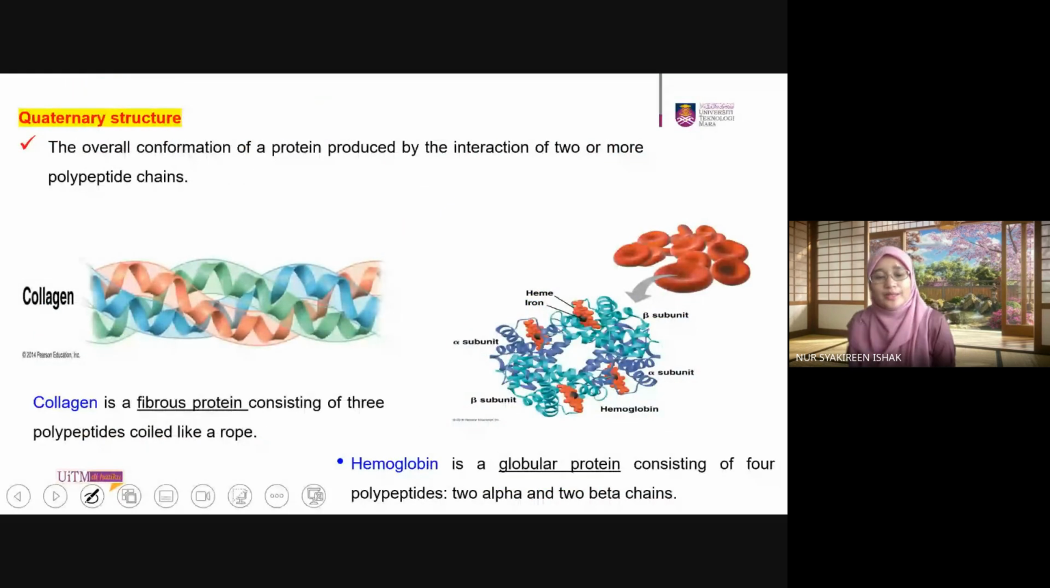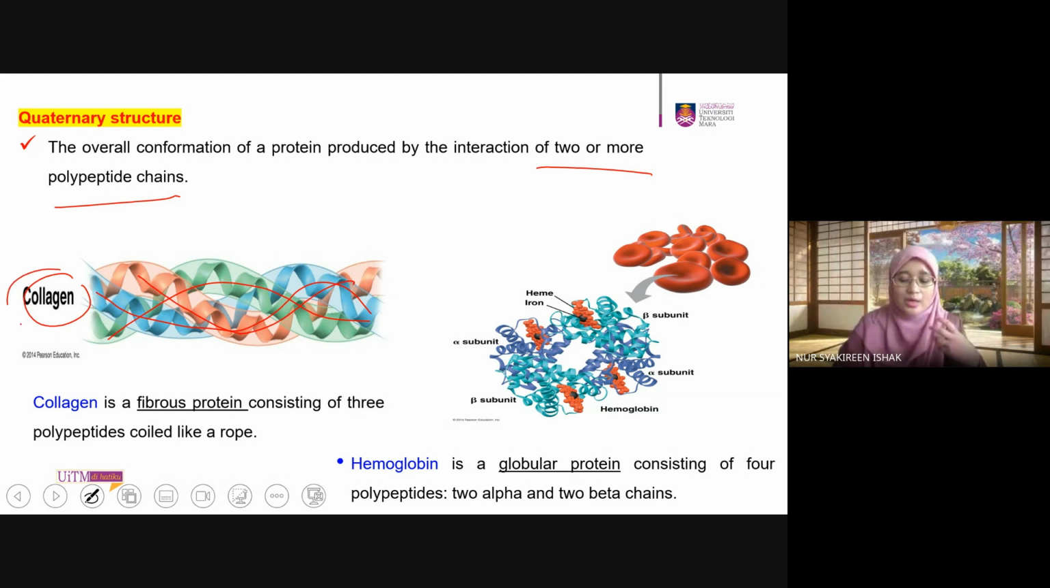So the next one is quaternary structure. For this one, it is the overall conformation of a protein produced by the interaction of two or more polypeptide chains. Keyword here is two or more polypeptide chains. So collagen, we have satu yang biru, satu lagi yang merah, satu lagi yang hijau. Three chains of polypeptide that are interacting to form collagen.